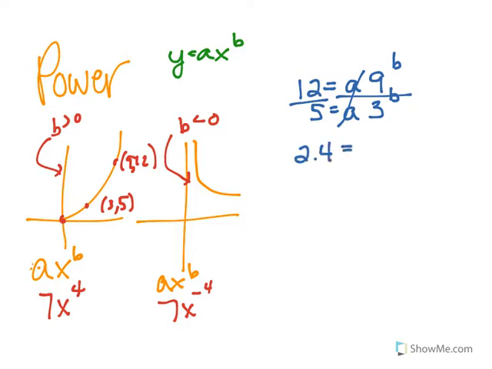Equals, and this converts from 9b over 3b to 9 over 3, all in parentheses, b, which I'm going to simplify, but you don't have to simplify if you don't want to, equals 3 to the b. I now have an exponential equation. I can't solve for b. I can't get it by itself, so I'll convert it to a log equation.